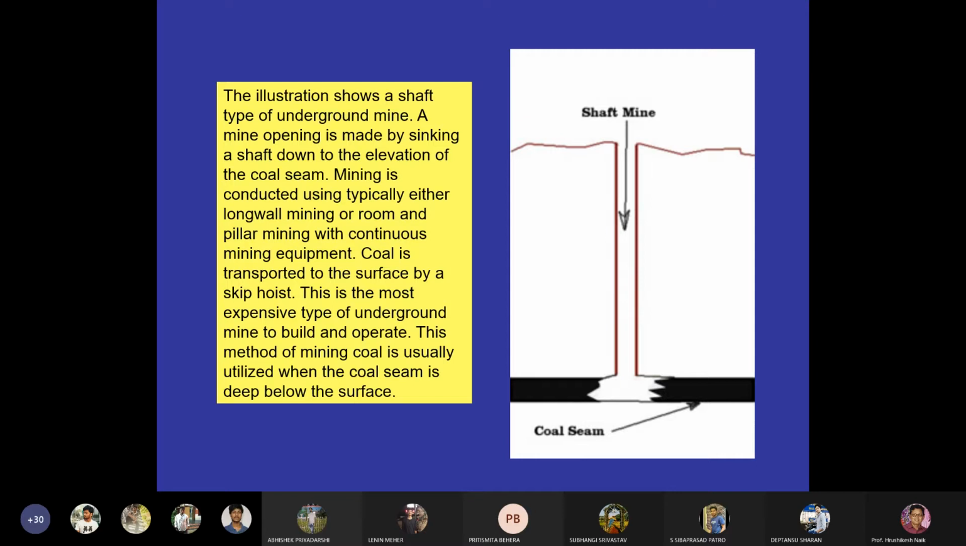This is the most expensive type of underground mine to build and operate. This method of mining coal is usually utilized when the coal seam is deep below the surface. If the coal seam is lying at a very great depth, then you cannot go for surface mining. You have to go for underground mining. So this is called shaft mining.